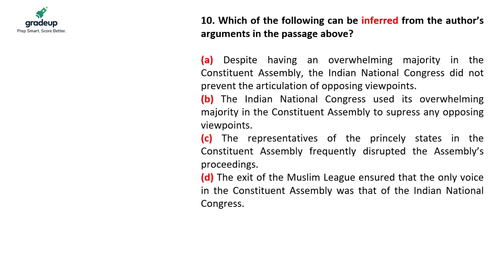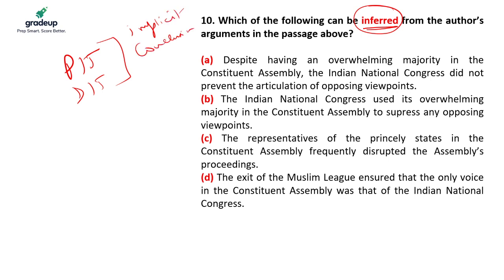Now, to the 10th one: which of the following can be inferred? Whenever we say inferred, if you have watched my other videos, you will understand that we are looking for something that is probably true or definitely true but not mentioned in the passage. You have to make sure which statements are probably or definitely true according to the passage, and the passage does not explicitly mention it. Inference means an implicit conclusion that can be drawn, and the implicit conclusions must be probably true or definitely true, which are not written in the passage.